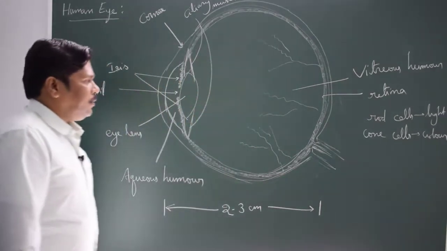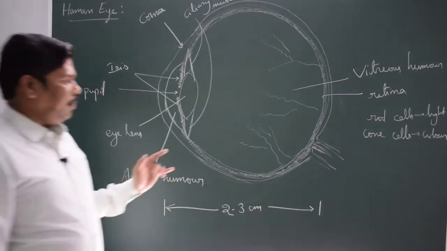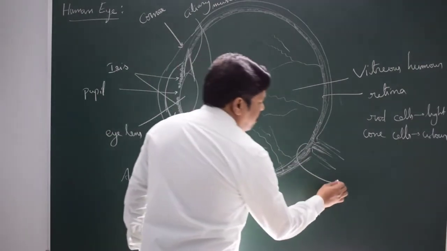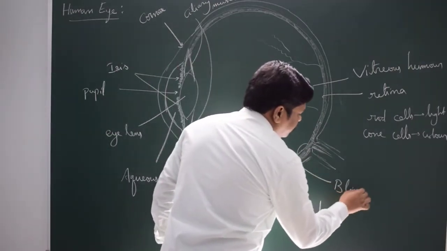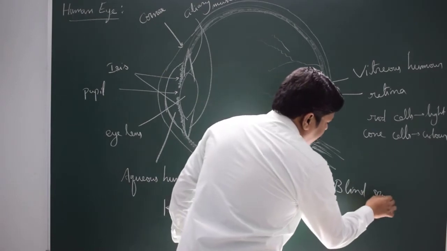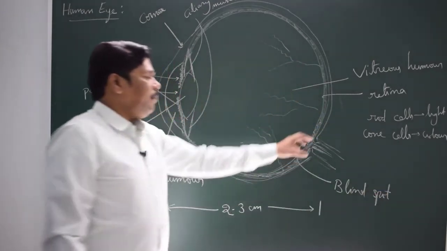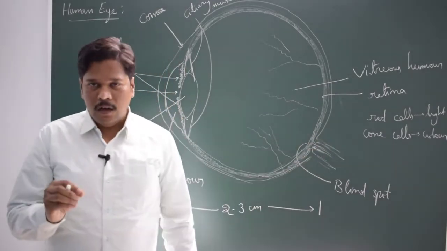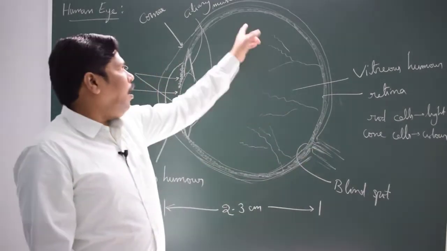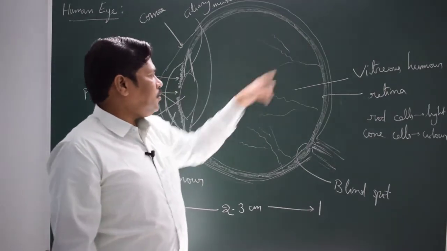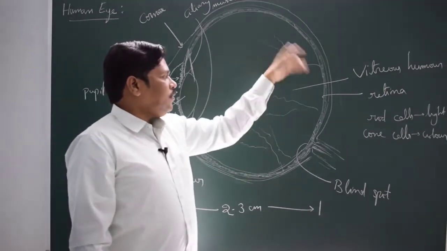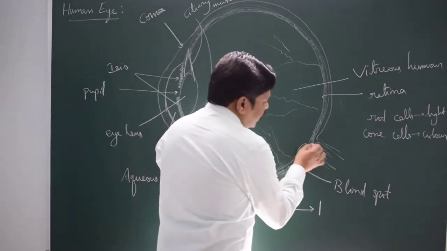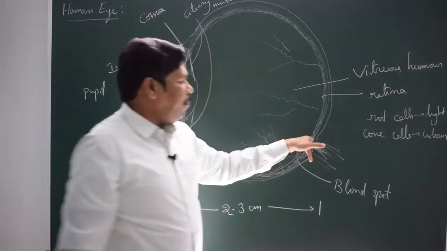Okay, now we have one more part in the human eye on the retina. This part is called the blind spot. It is called the blind spot because when an image is formed at this point on the retina, we cannot see the object. The reason is all the optic cells which are present on the retina are connected to the optic nerve at the blind spot.